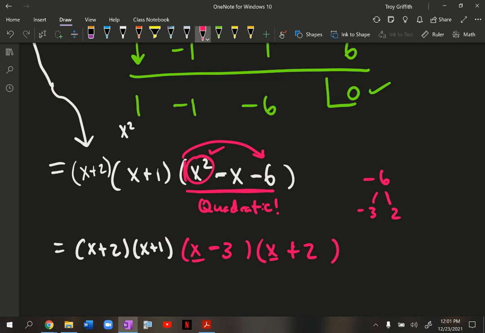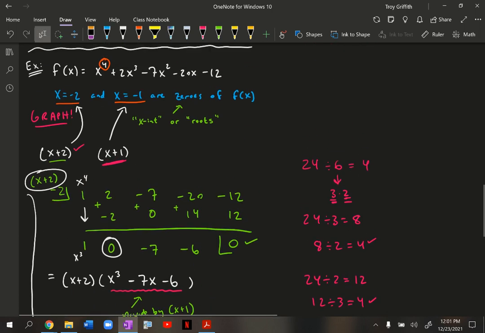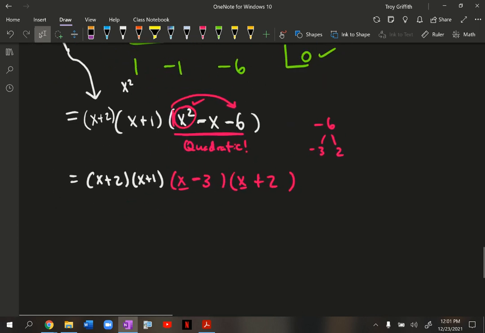How did we do this? Well, we had to do synthetic division multiple times here because we were given multiple x-intercepts at the beginning of the problem. Okay, so let's move on to the graph next.